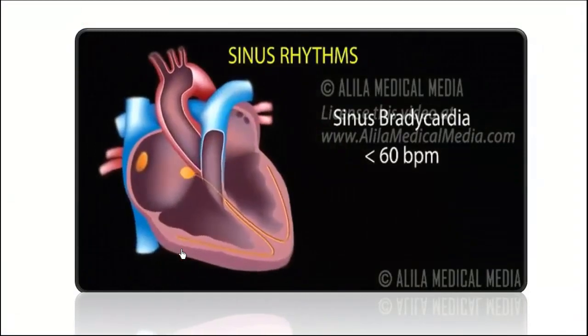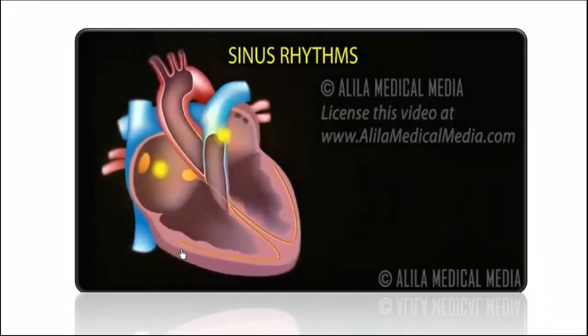So this is how the heartbeat is moving normally from the SA node to the AV node, to the Purkinje fibers, the left and right bundle branches, and then the Purkinje fibers, but at a slow rate, less than 60 beats per minute.